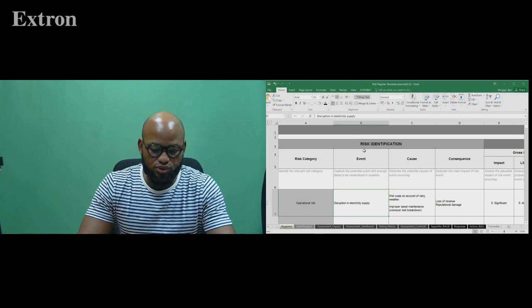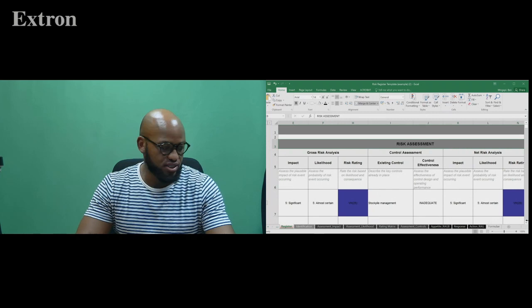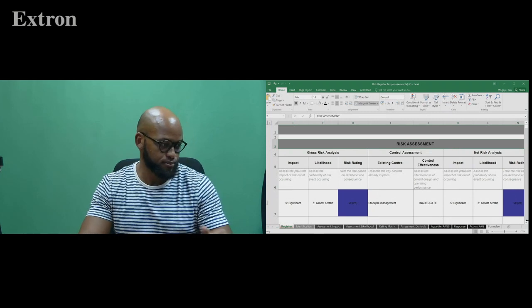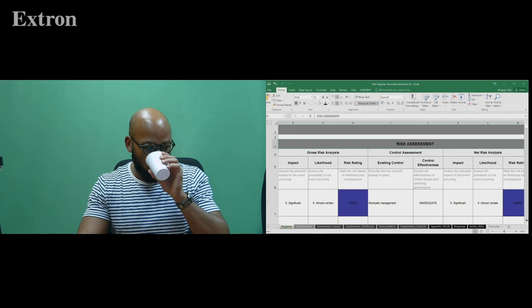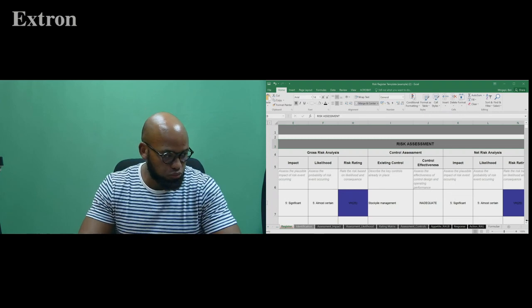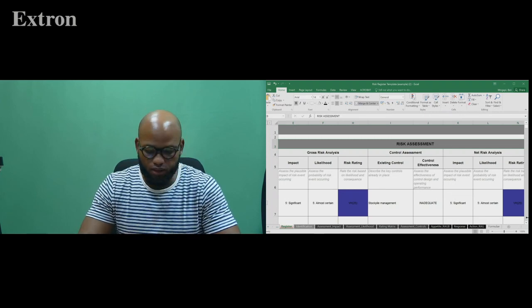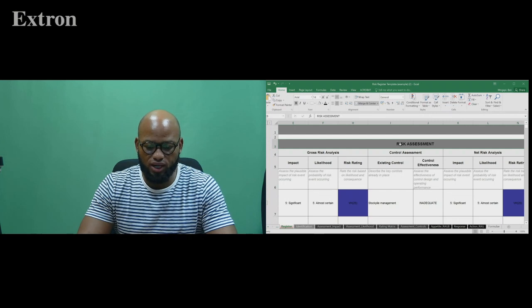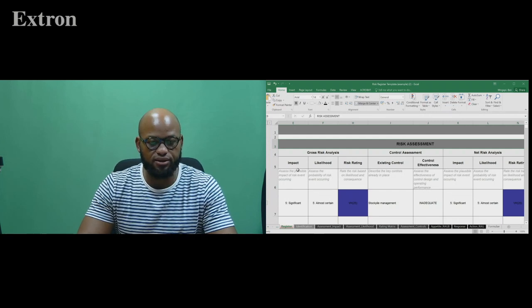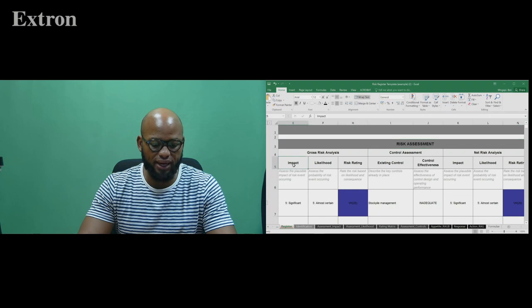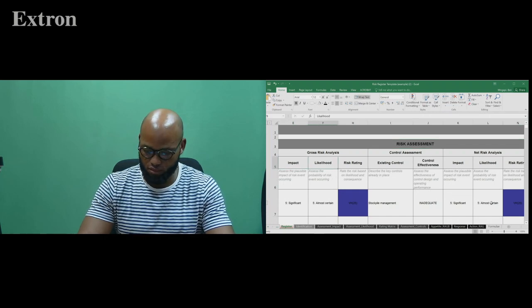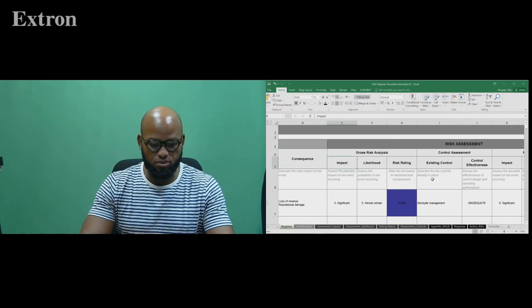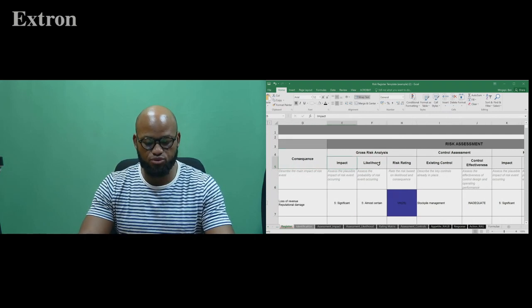Okay, all right, cool. So that's what risk identification is all about. Let's go through some risk assessment. So when you are assessing a risk, like I described earlier, you're talking about assessing the impact as well as the likelihood of the risk.